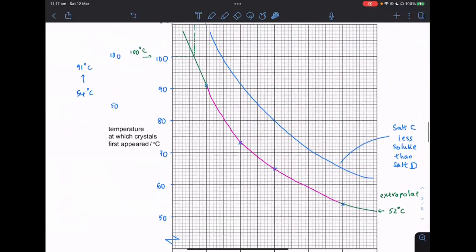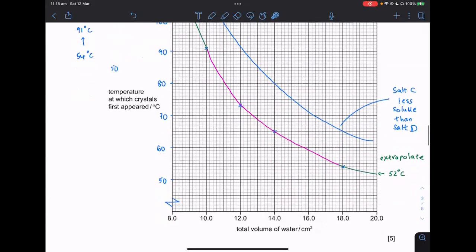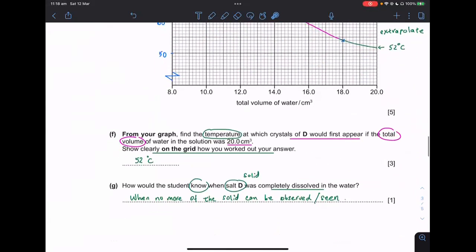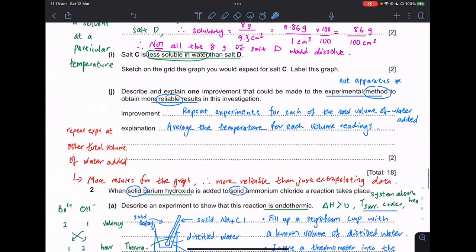So if you are less soluble, that means, hang on, what am I talking about? Let me try and max out this graph. If you are less soluble, therefore you will crash out first. If you crash out first, I'll come back to this in a little bit. I'll probably have to explain to you another time. Let's just go on with this first, okay?